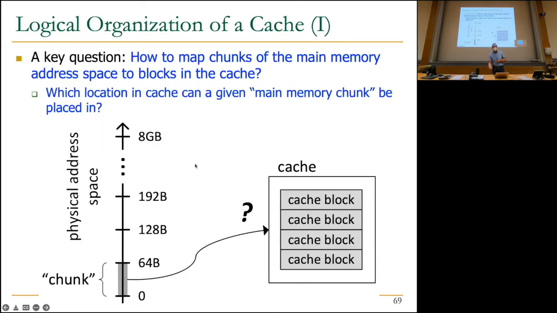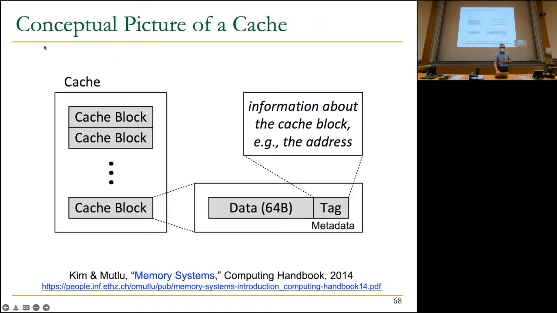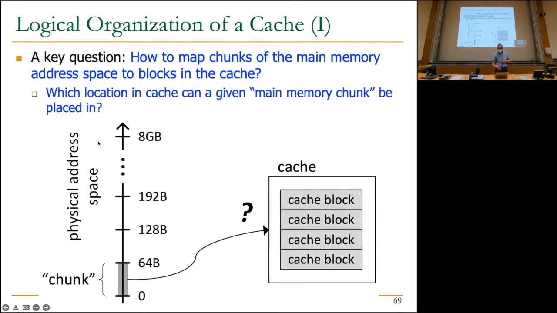Then one important question is, how do you decide what you can place into each cache block? And that brings us to the more logical organization of a cache. The key question is, how do you map chunks of the main memory address space to blocks in the cache? If you think about main memory address space in terms of chunks, this is an example with 8 GB address space, and you divide it into chunks of 64 bytes.